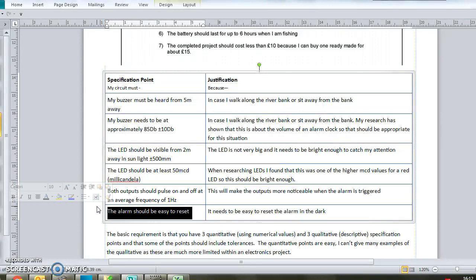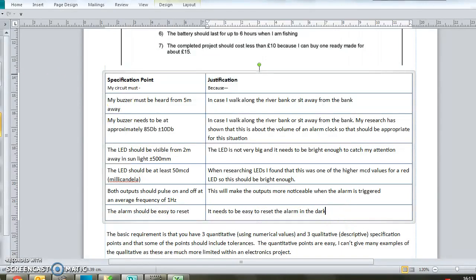The alarm should be easy to reset. Right, this is a qualitative specification point. It has no option of a numerical value, unless you really want to be sad and say you have to be able to reset it within 3 seconds, but we need 3 qualitative ones. Needs to be easy to reset the alarm in the dark.